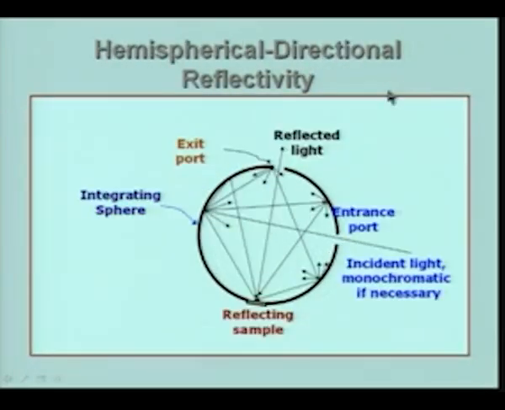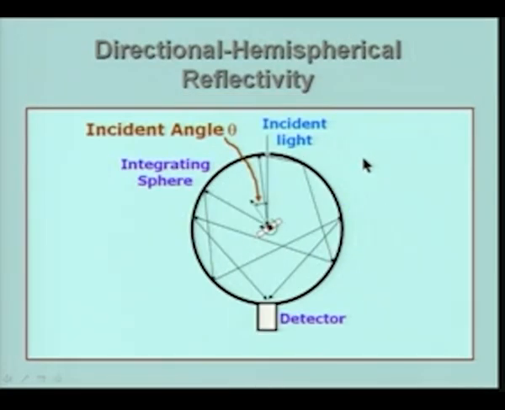In the previous case, the illumination of the sample was from all the directions of the hemisphere, and the reflection was measured in one particular direction. In the second arrangement, I am going to illuminate the sample which is held at the center of the integrating sphere, by light coming at a certain angle. You see that the incident radiation is coming in this direction, and the normal is shown here by this dashed line, and the angle between these two is the angle theta. This is the angle at which the incident radiation is falling on the sample.